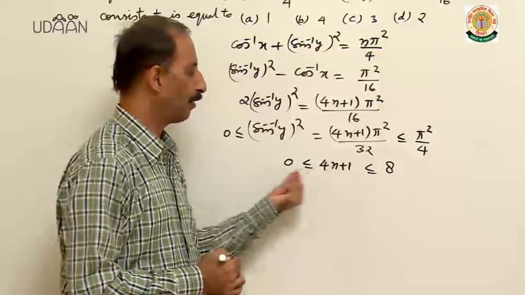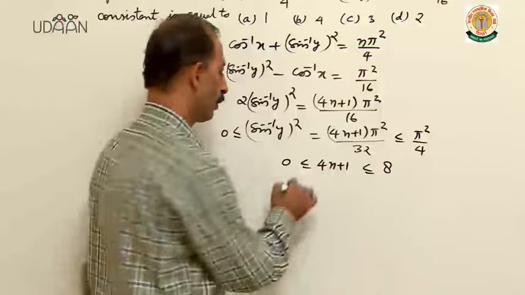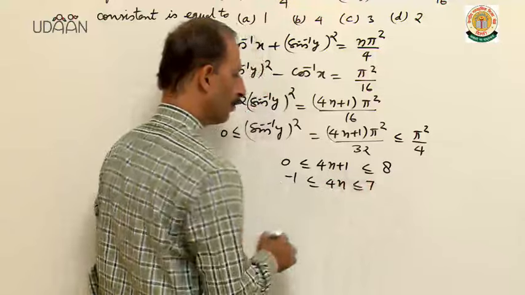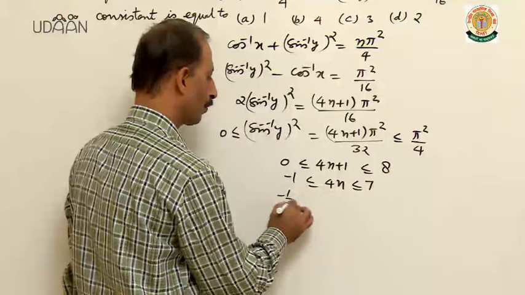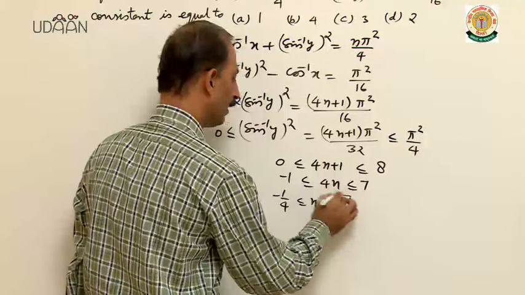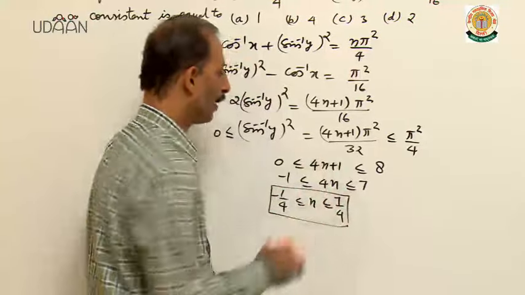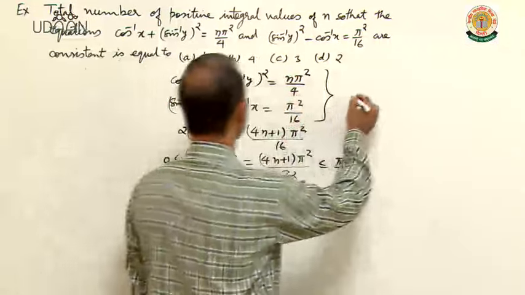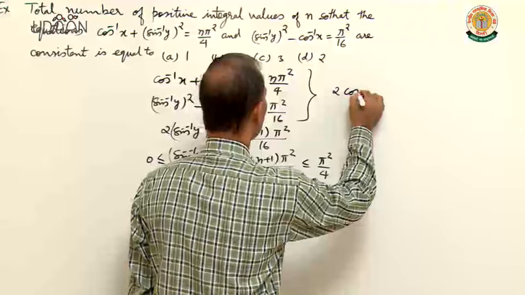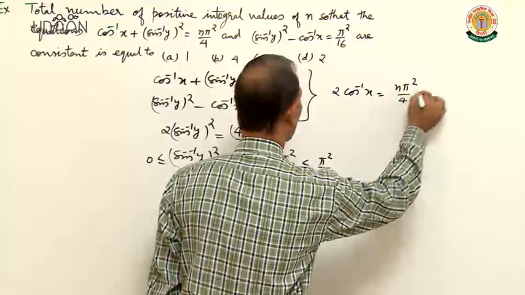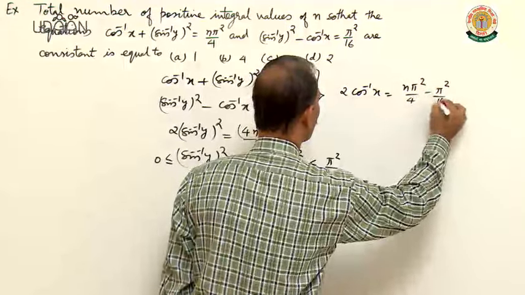Now, we are subtracting 1 from each, so it becomes minus 1 and this becomes 7. Now, divide by 4. So the value of n you are getting is in the range of minus 1 by 4 to 7 by 4. After subtraction, we are getting here 2 times cos inverse x is equal to n pi square upon 4 minus pi square upon 16.